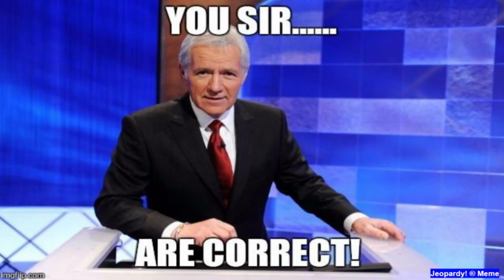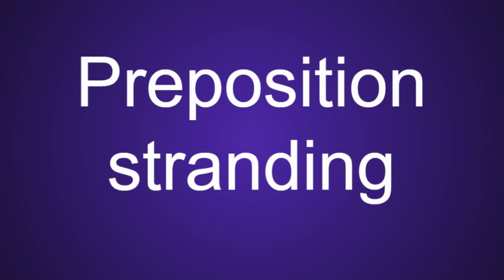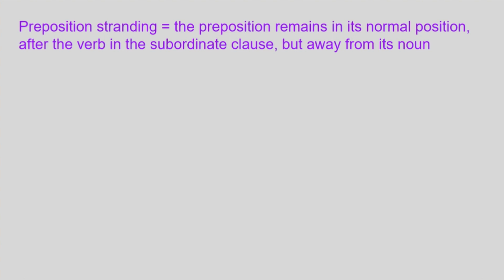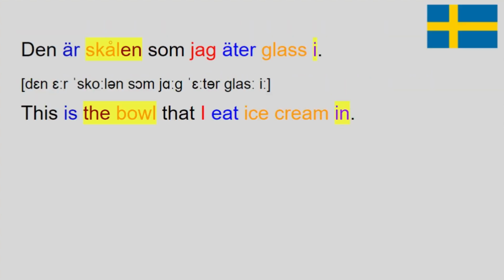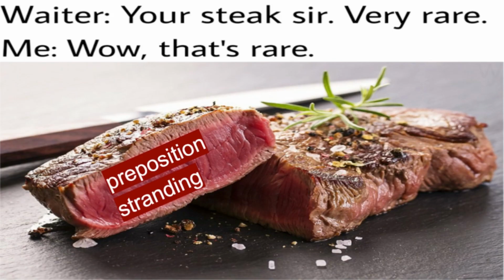Astute observation. The second strategy a language could use to connect the preposition between clauses is preposition stranding. This is when the preposition goes after the verb in the subordinate clause, away from the noun that it modifies, hence the stranding. We have this in casual English, of course, being, this is the bowl that I eat ice cream in. This is also the norm in the other Germanic languages, like in Swedish, "den är skålen som jag äter glass i." Outside of the Germanic languages, though, this strategy is rare.